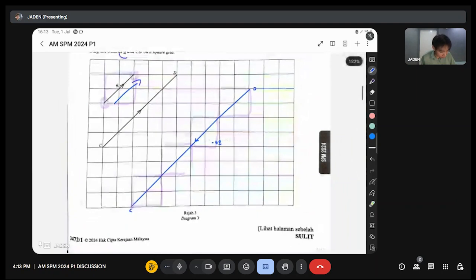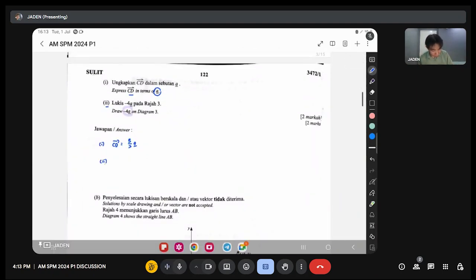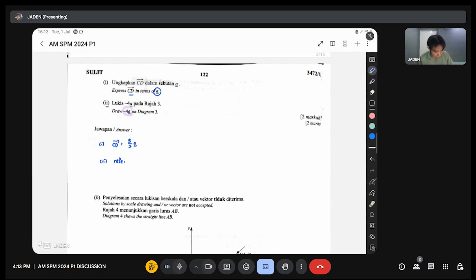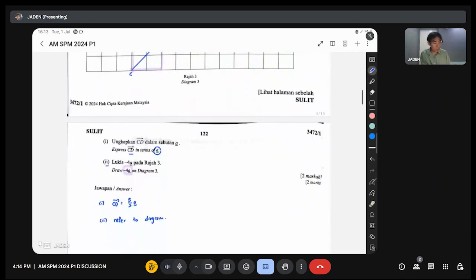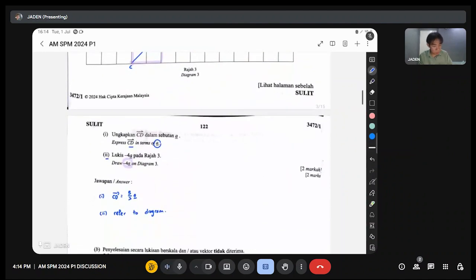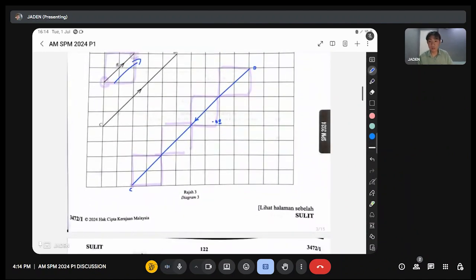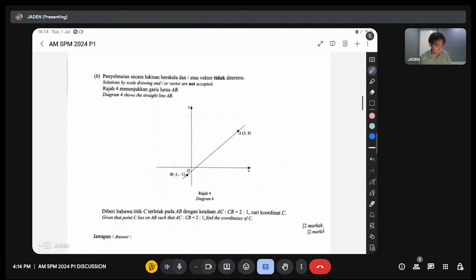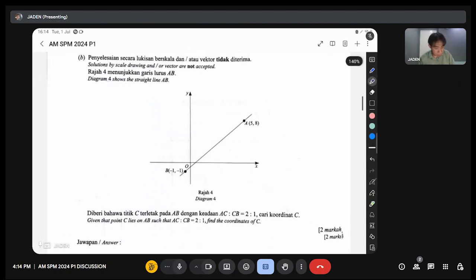So negative 4A for CD is exactly like this. Let me write it down. Refer to diagram. So that will be for question 3, part A, 1 and 2. We have another 2 marks here. CD is 5 over 2A, and as for number 2, you're going to draw like this, negative 4A. Now let's move on to question B. We have diagram 4 showing the straight line AB. Given that point C lies on AB such that AC to CB is equal to 2:1, find the coordinates of C. Now, another 2 marks.